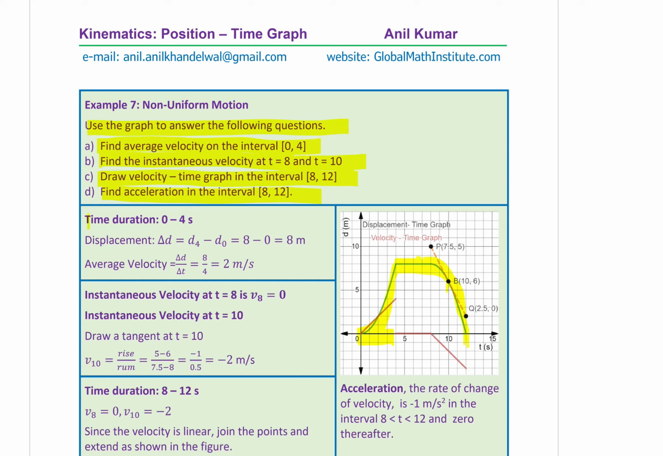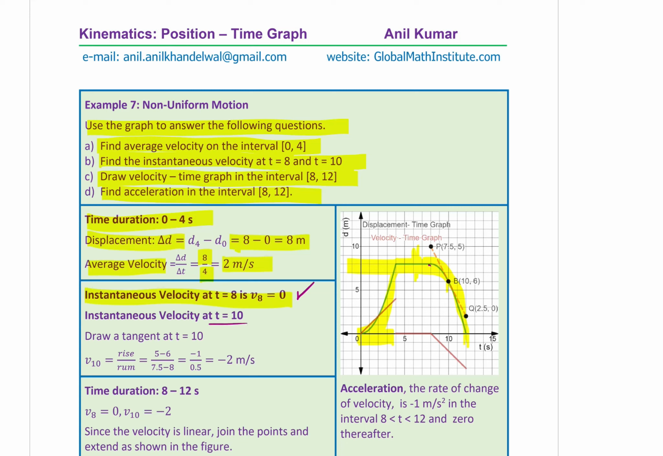We have done this at length earlier also. So during 0 to 4, the displacement is from 0 to 8, right? That is 8, so the displacement is 8 meters. Average velocity is 8 meters divided by the time taken of 4 seconds. That gives you 2 meters per second as the average velocity. Now, to find the instantaneous velocity at t equals 8, which is a point around the horizontal, it is equal to 0 since it is horizontal, correct?